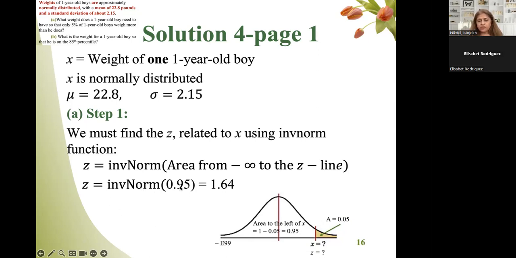So Z is inverse norm of 0.95. The area of the white region is 0.95 plus 0.05, which is 1. So Z is inverse norm of 0.95, which is 1.64. So I found the Z. Now I have to find the X.